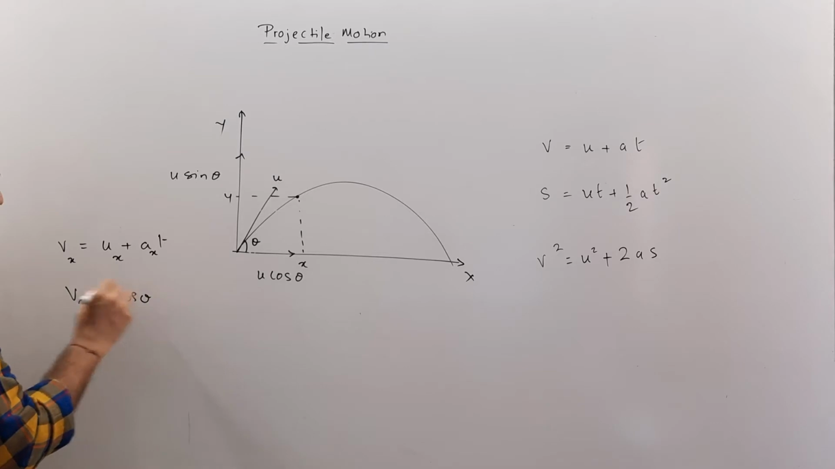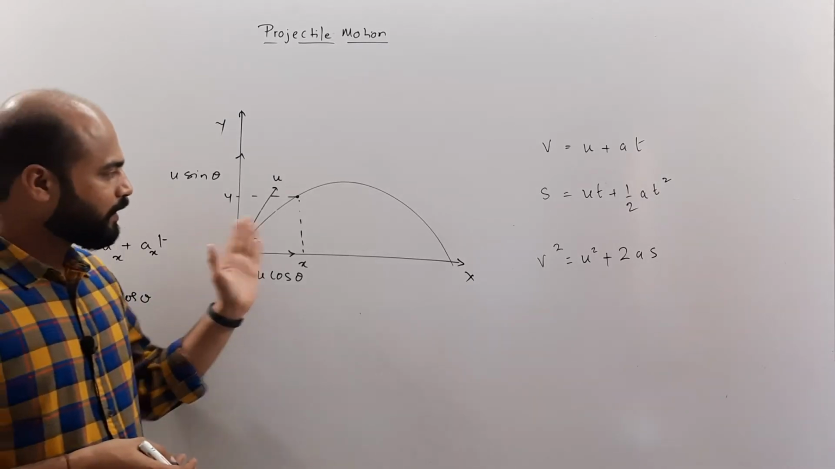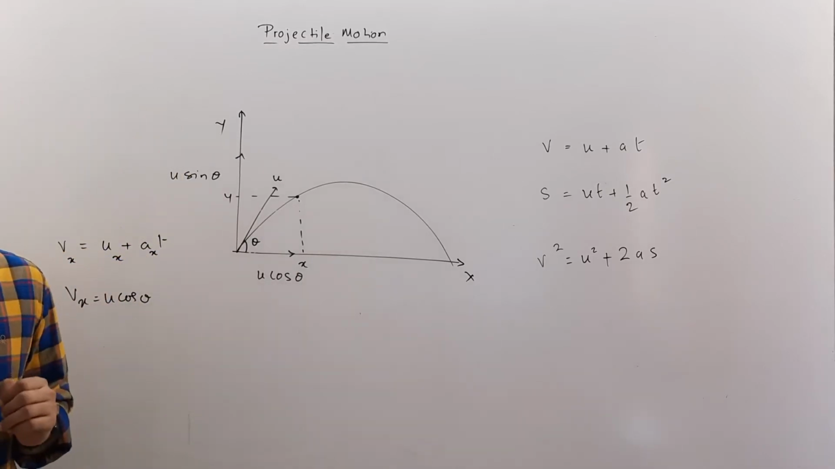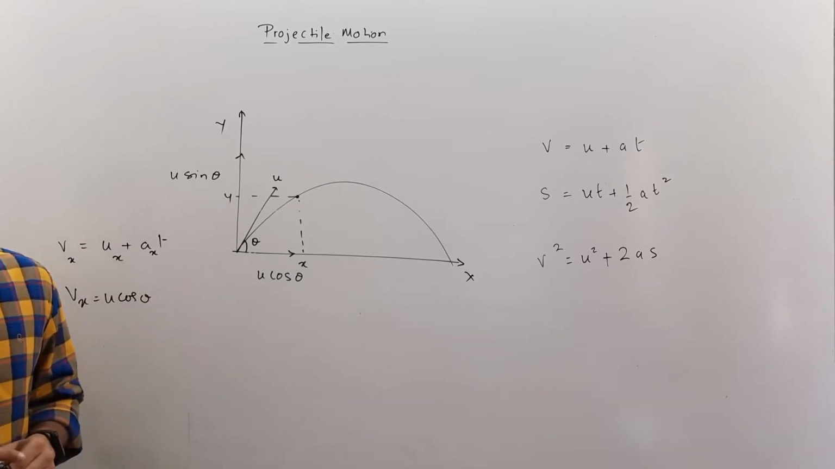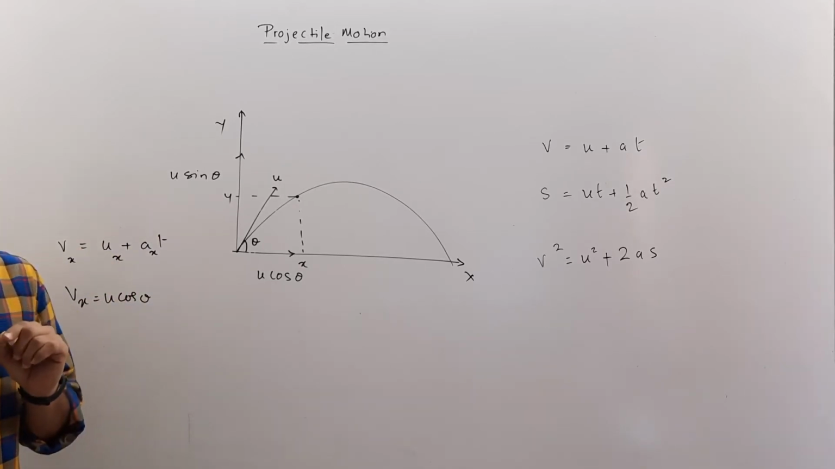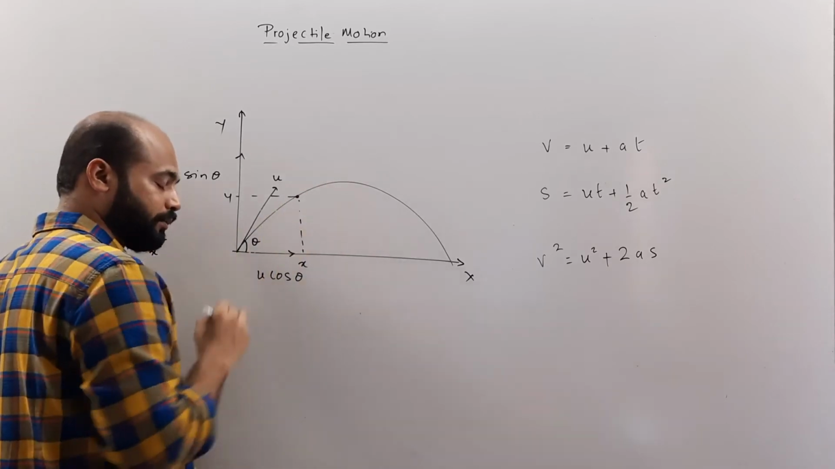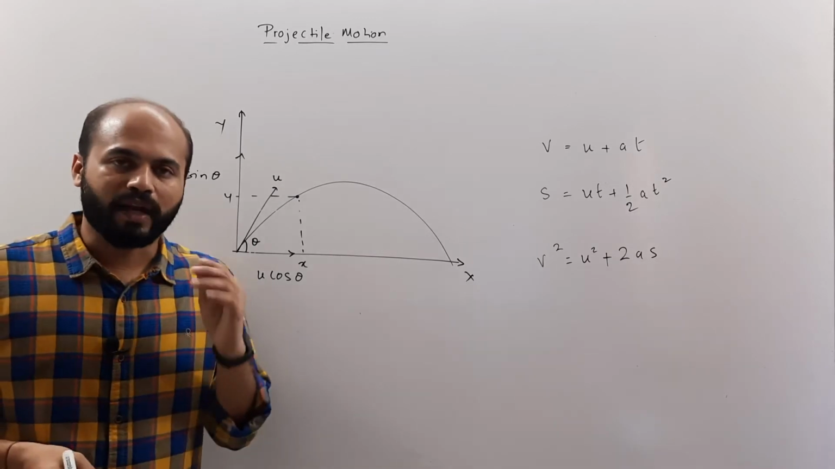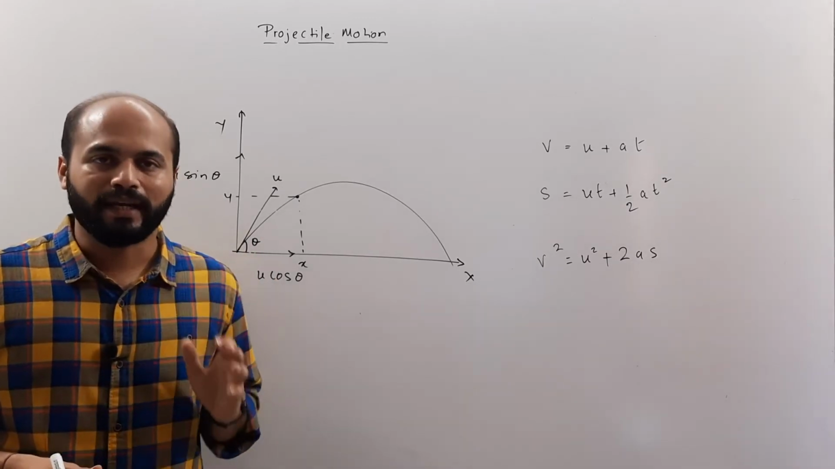So u cos theta, and if you observe, there is no acceleration in the x direction, simply because there is no external force acting in the x direction. However, in the y direction, that is perpendicular here, there is one force, and we know that. That is the force of gravity. So gravity will always act, but in the y direction.